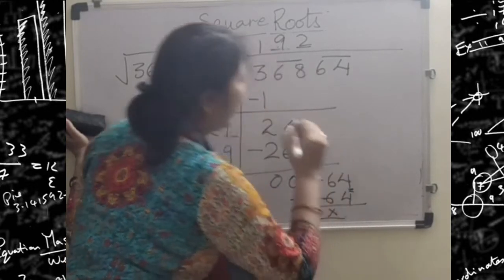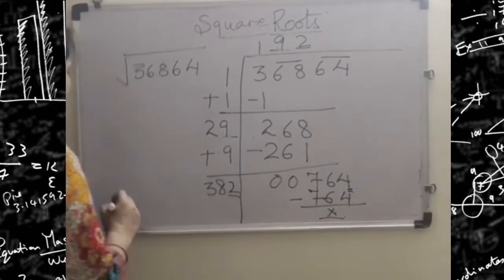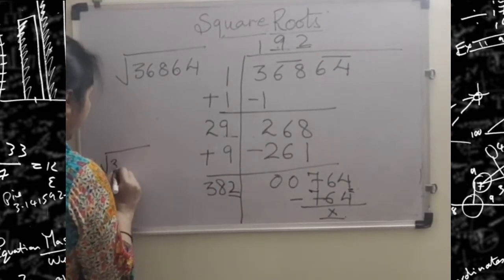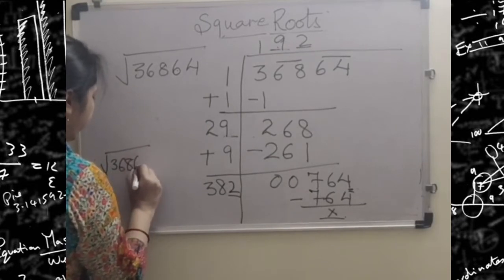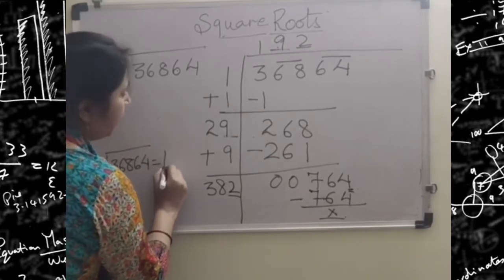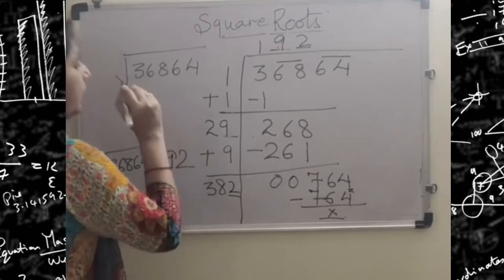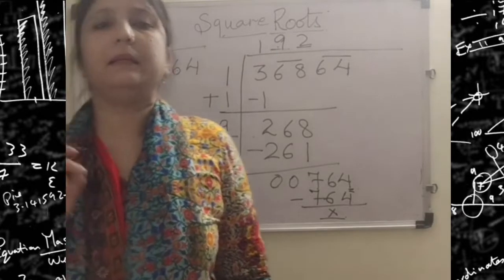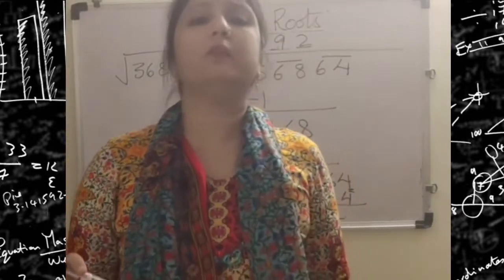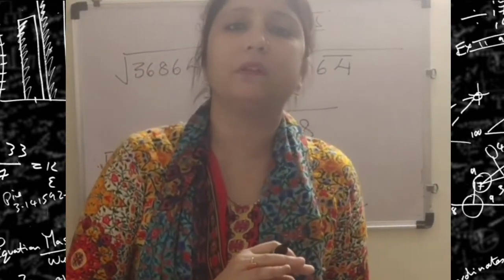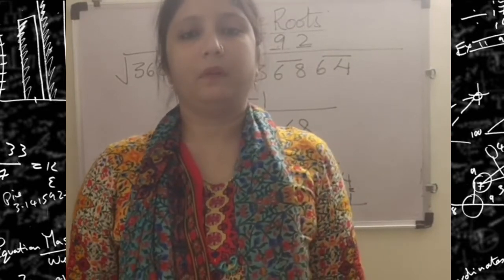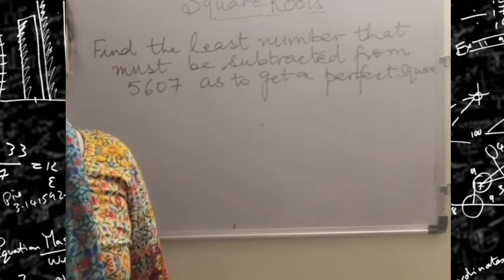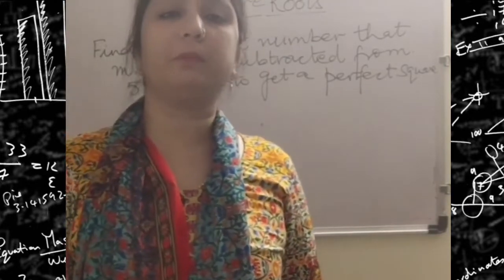So remainder is 0. The answer will be then square root of 36864 is equals to 192. Children, this method needs lot of practice to get all your concepts clear. Children, just now I have explained you how to use long division method.